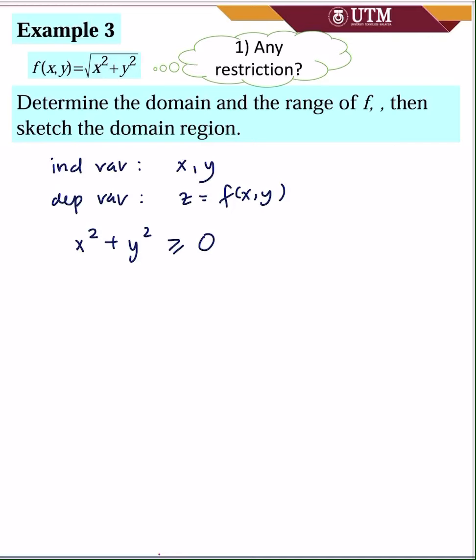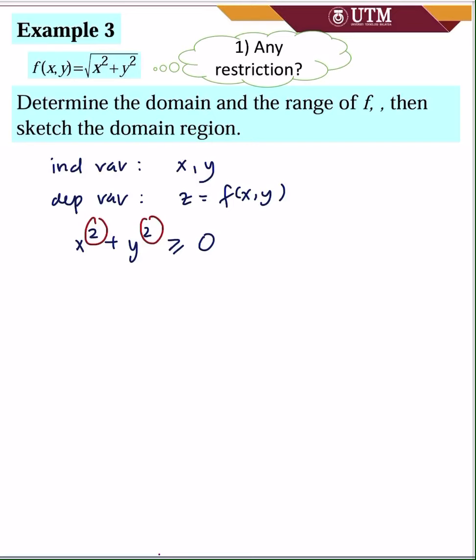Any value of x can be used, and the result is always greater than or equal to 0. Why? Because it is squared here. If the value of x is negative, you still get a positive value. If y is also negative, once it is squared, it will also be positive.